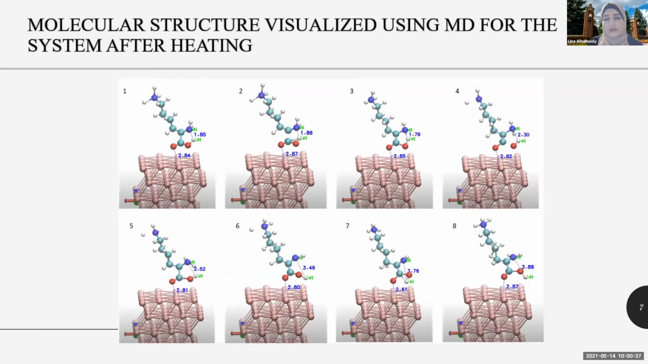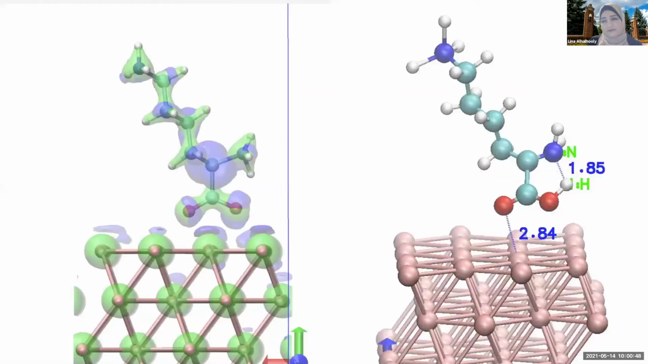Yes, first we were thinking about why we got this high binding energy, and then we said maybe we could see what happened after heating the system. We could see how this hydrogen ion moves. It wasn't here, but after heating the system, it moves from this ammonia. It was here on the ammonia, and it moves to bind here. So we expected that this will reduce the polarization of the L-lysine molecule, which may reduce the binding to the gold.